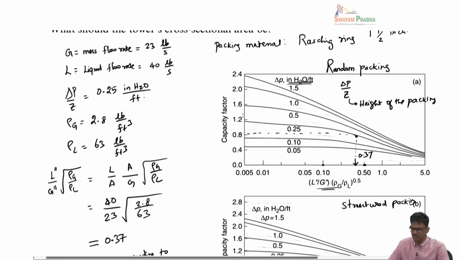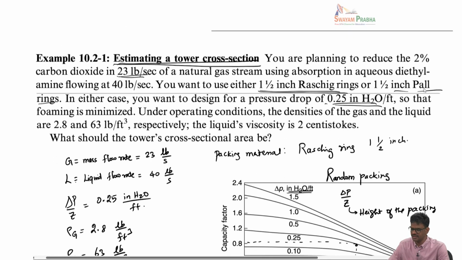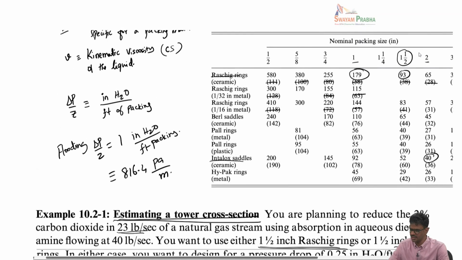Now, if you were to do this problem for another packing material, which is called the Pall rings, for the same size, you would have something like 40, instead of 93 we used before, and that would actually change the diameter a little bit. But later on I will show you that even though in the pressure drop calculation this material does not make such a big difference in the diameter, they do affect the mass transfer rates.